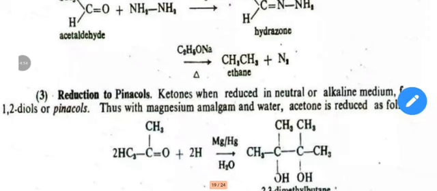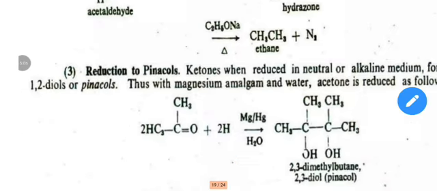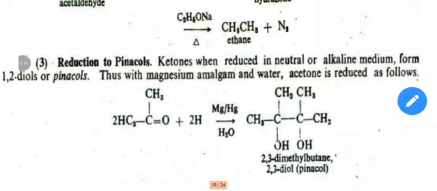Pinacol-pinacolone rearrangement, that is known as reduction of pinacol. Ketones when reduced in neutral or alkaline medium form 1,2-diols or pinacols. Thus with magnesium amalgam and water, acetone is reduced as follows: ketone, CH3 C double bond O CH3, is reduced with 2H in neutral or alkaline medium with magnesium.